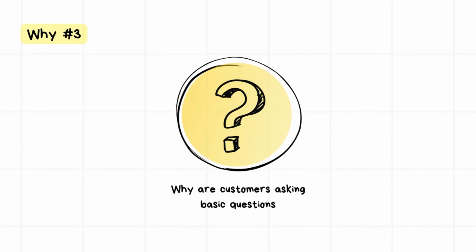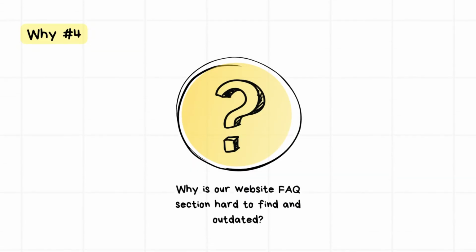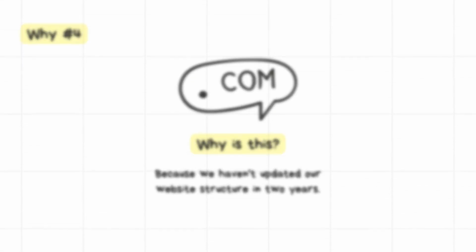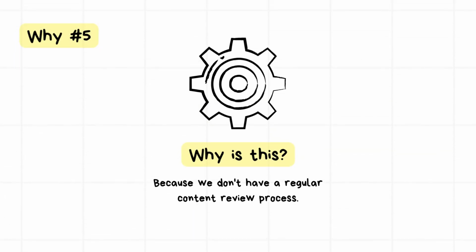Why number 3? Why are customers asking basic questions instead of finding the answers themselves? Because our website FAQ section is hard to find and outdated. Why number 4? Why is our website FAQ section hard to find and outdated? Because we haven't updated our website structure in 2 years. Why number 5? Why haven't we updated it? Because we don't have a regular content review process.